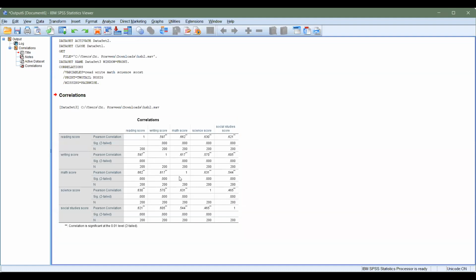Are you getting my point? One thing we have seen is just multicollinearity among the independent variables that we have checked. Also, we check whether correlation exists or not. So the science score is correlated with all the other scores.